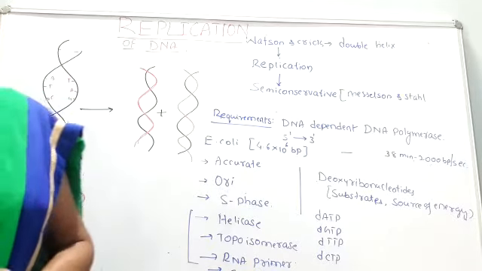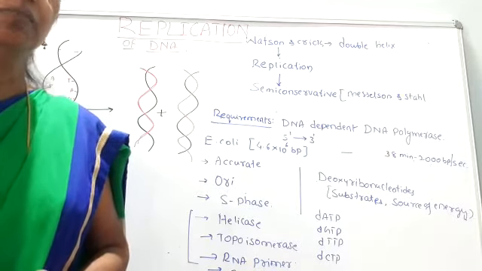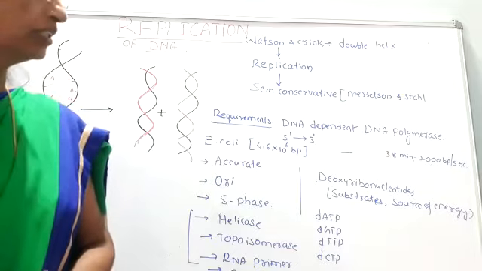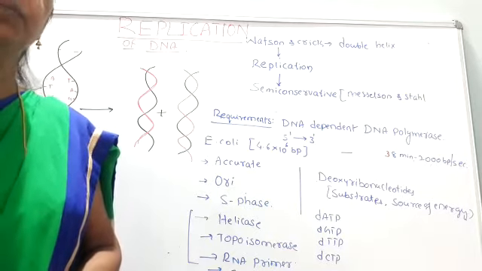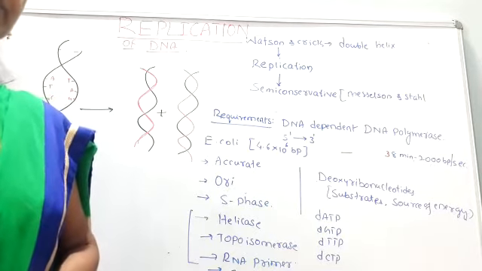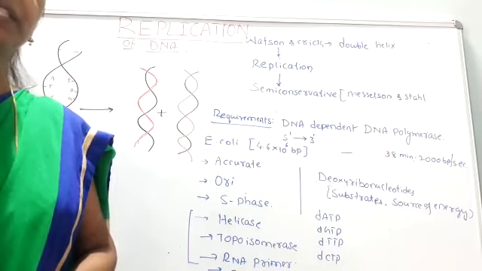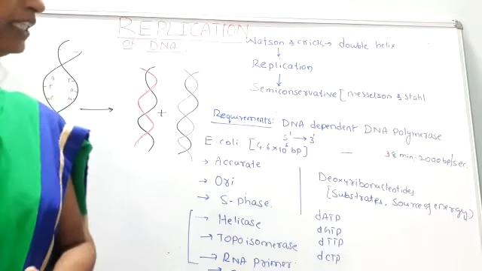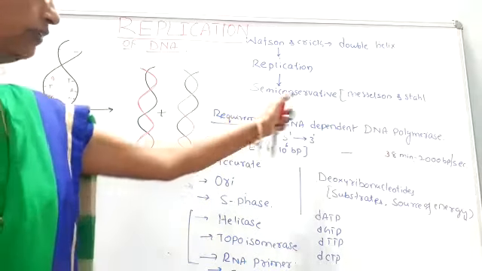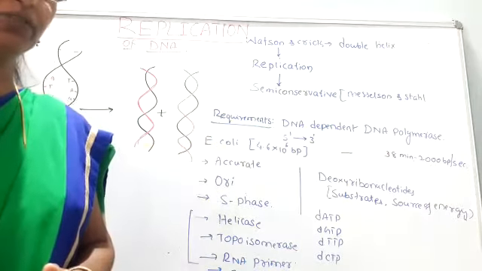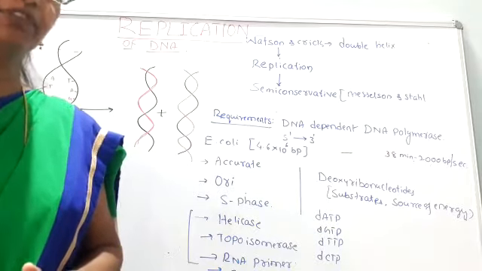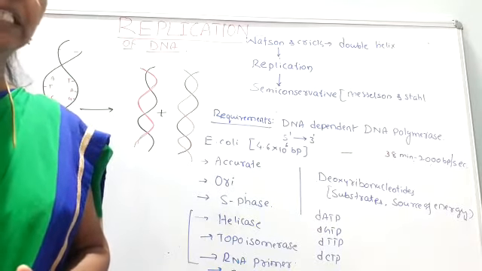Yes, in the previous lecture we completed the Meselson and Stahl experiment, in which we proved that replication of DNA is a semi-conservative method. Okay, it follows a semi-conservative procedure. So we have already discussed that semi-conservative replication has experimental proof, shown by Meselson and Stahl.